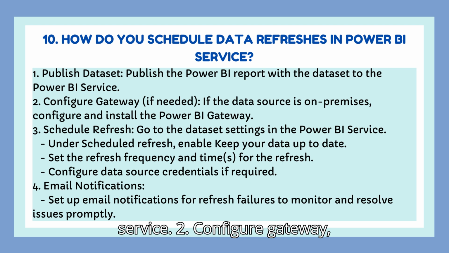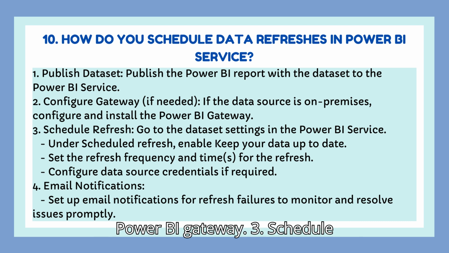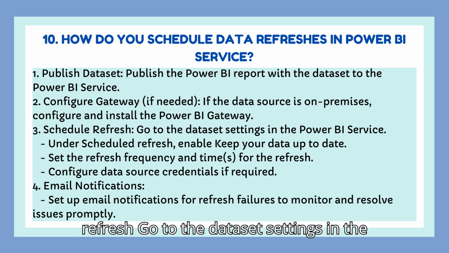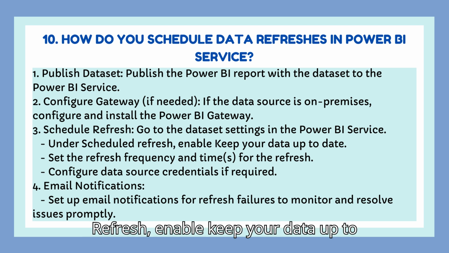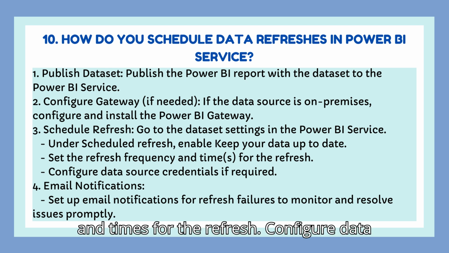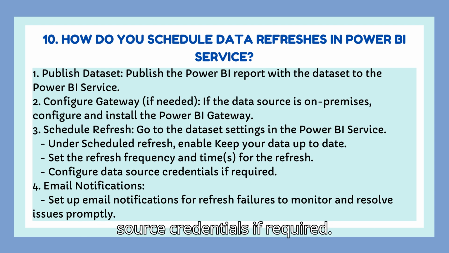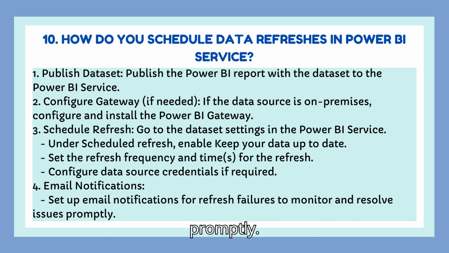2. Configure Gateway if needed. If the data source is on premises, configure and install the Power BI Gateway. 3. Schedule refresh. Go to the dataset settings in the Power BI service. Under Scheduled Refresh, enable Keep Your Data Up to Date. Set the refresh frequency, daily, weekly, etc., and times for the refresh. Configure data source credentials if required. 4. Email notifications. Set up email notifications for refresh failures to monitor and resolve issues promptly.